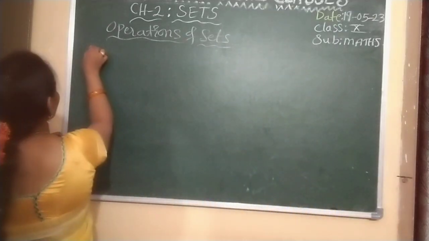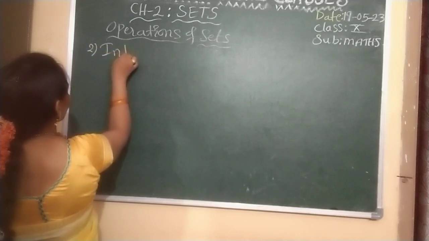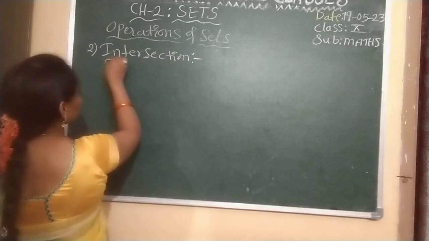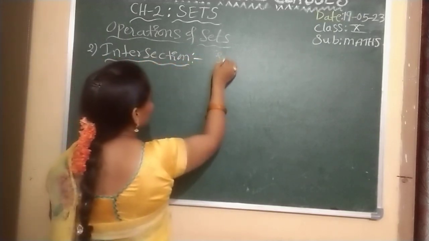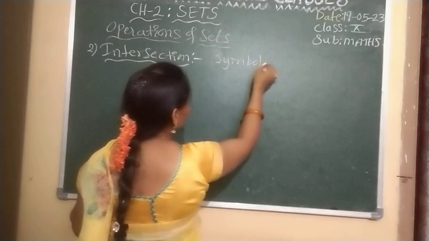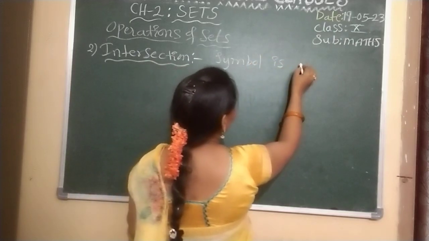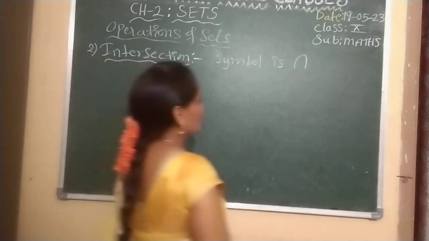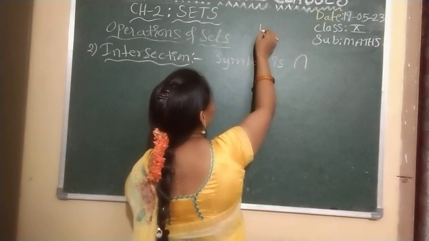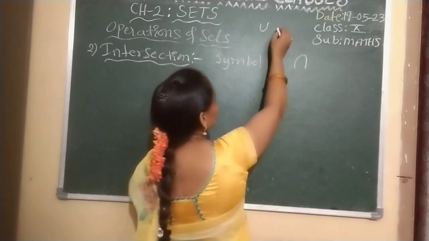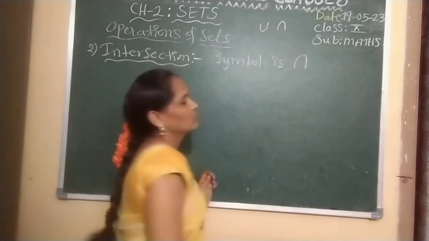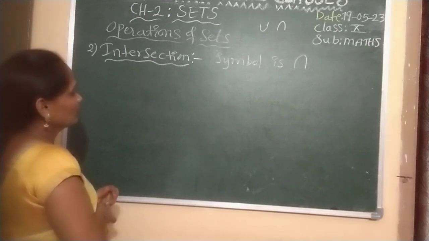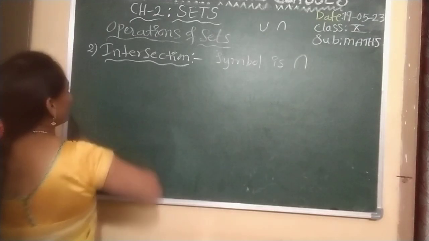Intersection. Second operation, intersection. Before going to this, what is the symbol? The symbol of this is intersection. Reverse. Okay. Union means U. Intersection means the reverse of U symbol. Right? You can remember. Now, example. What is the intersection?